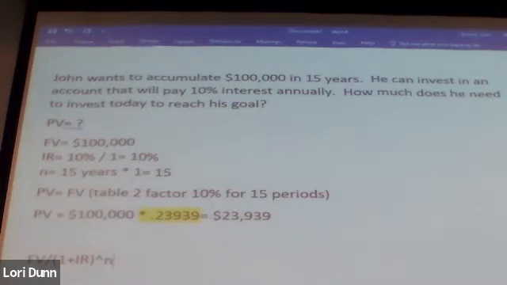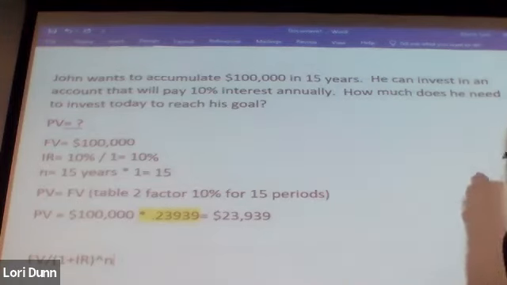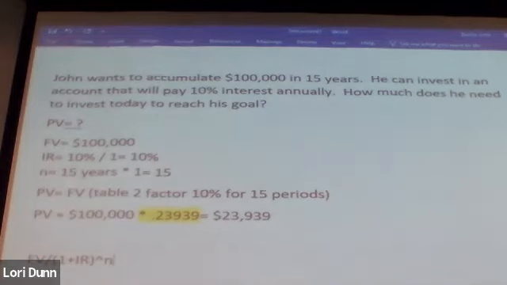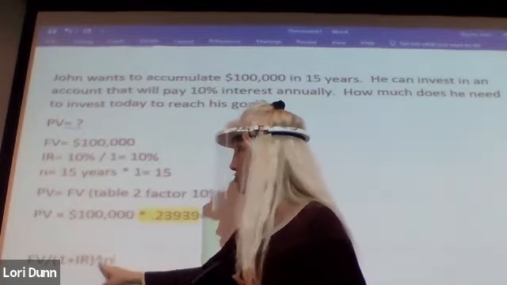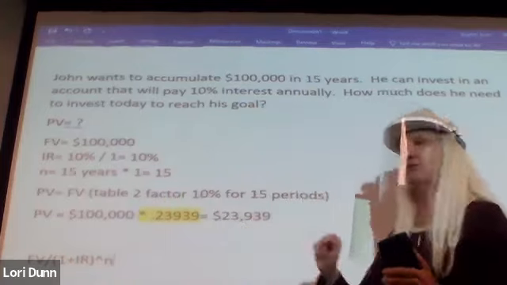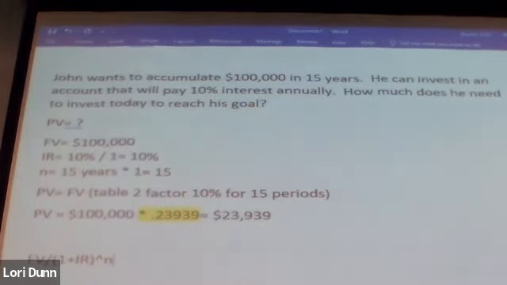That will give you 4.177248. Now divide that into 1. So 1 divided by 4.177248 gives 0.23939. And it keeps going with other numbers, but we cut it off after 5 decimal places. So you can use the formula: take your future value and divide it by 1 plus the interest rate raised to the 15th power, and it will also give you $23,939. So that's method 2.